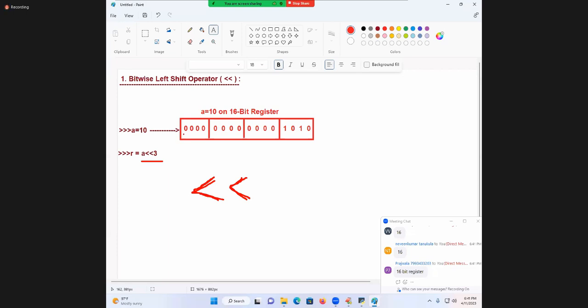How many will be removed? 3 will be removed. And once 3 will be removed, is it coming to the last or not? These things will be having corresponding movement towards which side? Left side. Everything will be coming towards left side.